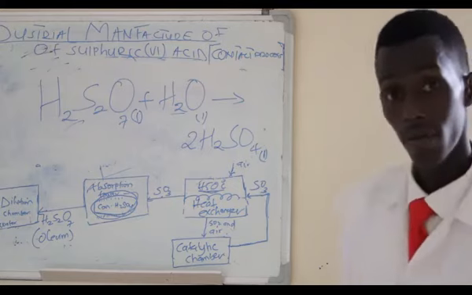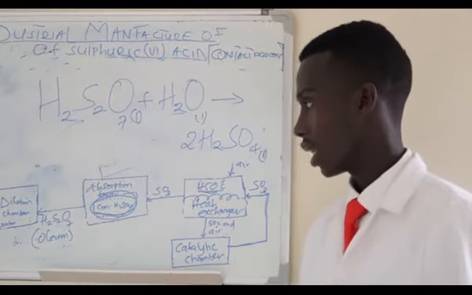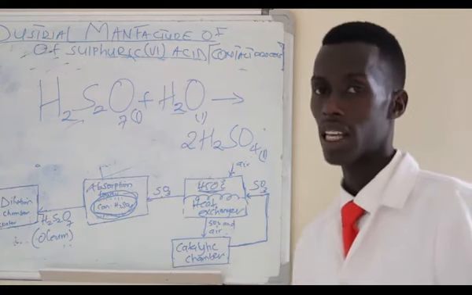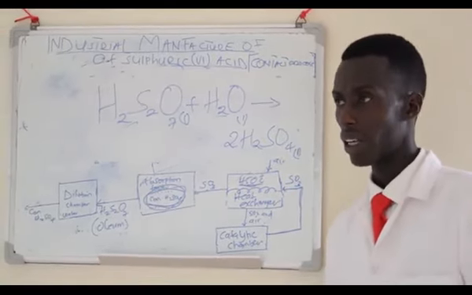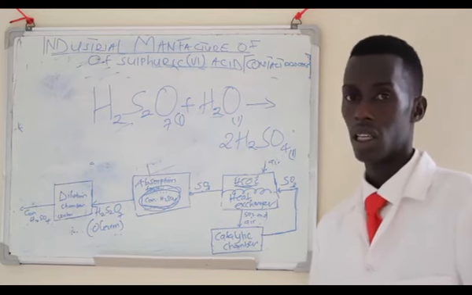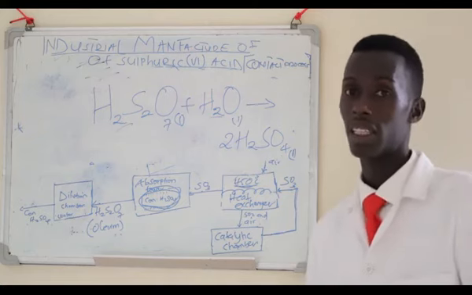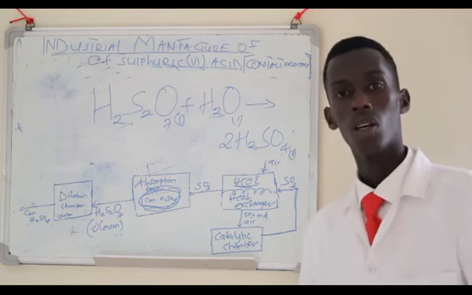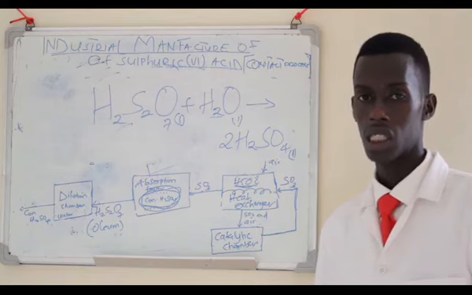Then you need to know some of the pollutants in this process. The main pollutant in this process is sulfur(IV) oxide, which is released into the atmosphere. So I think we have seen what takes place in each and every chamber so that we can manufacture concentrated sulfuric acid using the contact process.